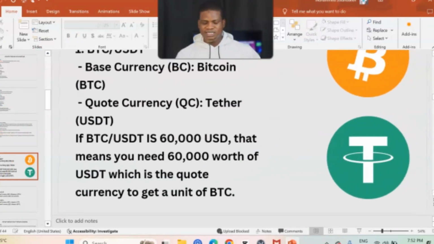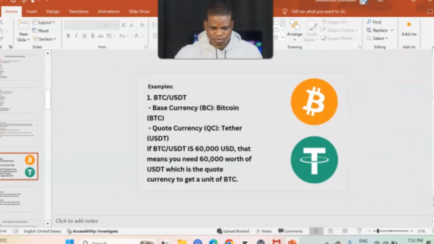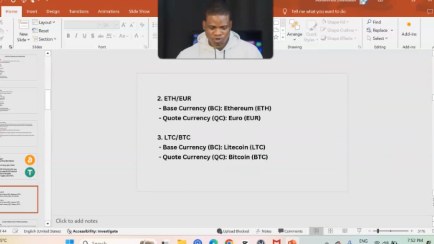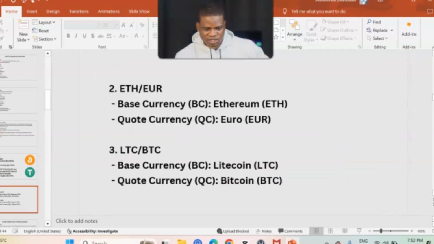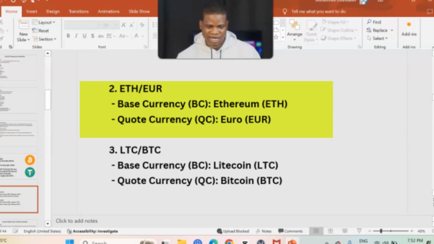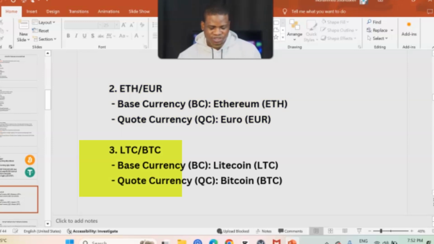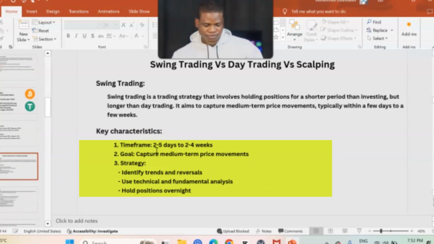So the base currency is the currency that you are trying to buy. The quote currency is the one that you are using to buy the base currency. Right. So that is simply what base and quote currency mean. So if you also have Ethereum Euro, which means we are using euro to buy Ethereum, Ethereum is the base currency and euro is the quote currency. LTC BTC, Litecoin, is what we call LTC. LTC, Litecoin, is the base currency and BTC is the quote currency.